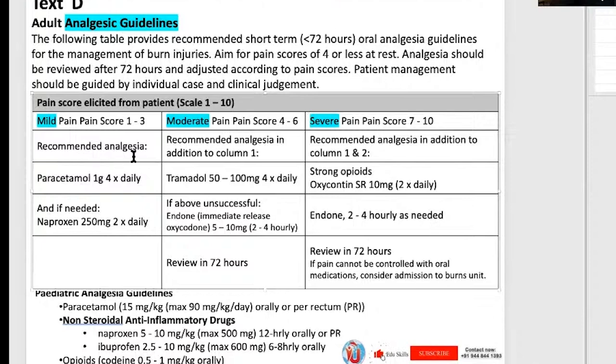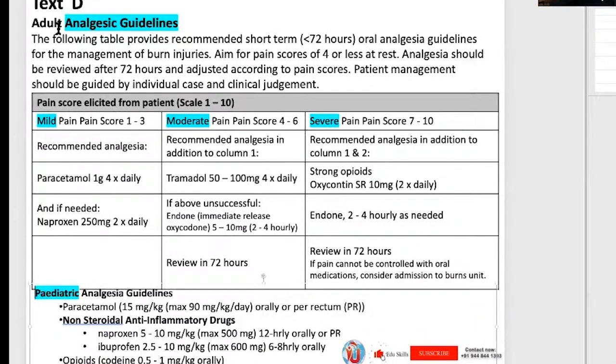Now here recommended analgesia, paracetamol, and if needed, coming here. Like the other paragraph, you have here pediatrics, you have here adult, and the questions will give you some clue: adult, analgesic, or pediatric. So if it is pediatric, you need not bother anywhere here. You can just come down here. Only look at this last portion.